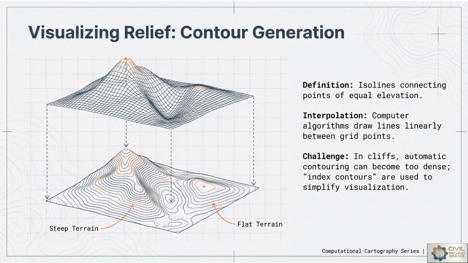Aspect tells us the compass direction that the slope faces. In urban planning, aspect is used to optimize solar gain for buildings or to predict snow melt patterns in colder climates, directly impacting storm drainage design.